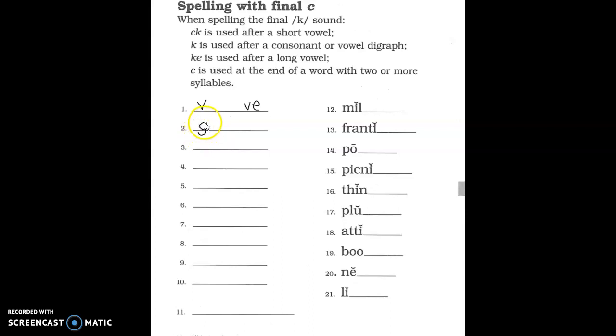Do you notice when I wrote my G, it was the circle above the line and my hook goes below the line. Number 3. P. Number 4. N.